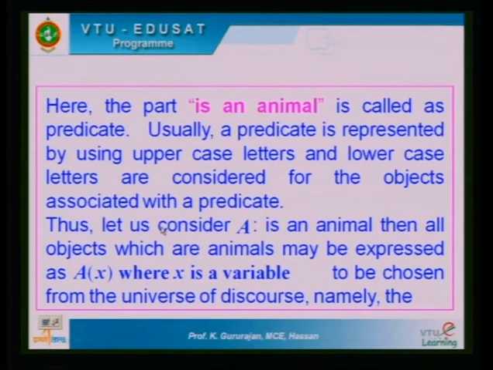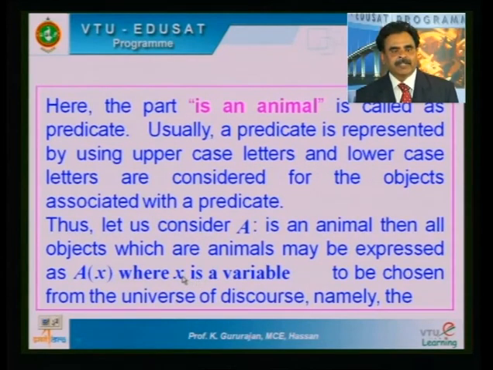Then all the objects which are animals can be written symbolically as A of x, where x is a variable to be specified from a given universe. So what is the universe here? It is the set of all animals. So x must take a value from the universe of discourse.